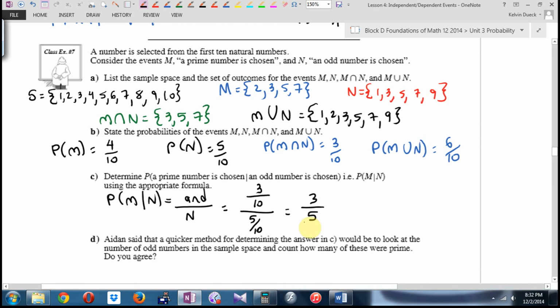Then I have a snotty kid named Aiden who says a quicker method for determining the answer here would be to look at the number of odd numbers in the sample space and count how many of those were prime. Or we could have looked at here's the odd numbers. There's 5 of them. How many of them are prime? 3 of them, 3 out of 5. Oh, 3 out of 5. Does that work? Yep.